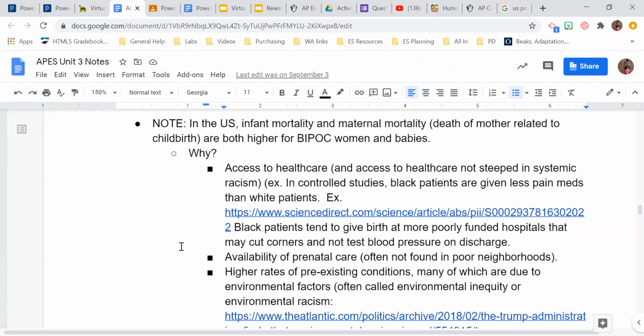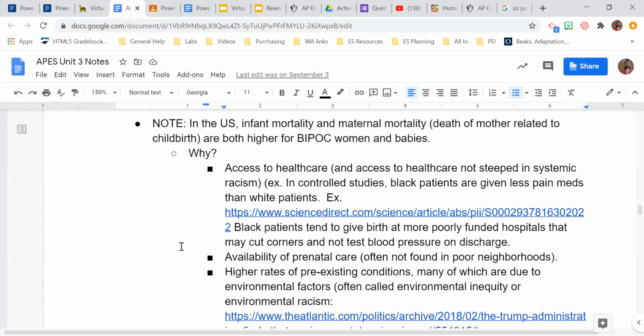Now, I want to focus on the US for a minute, because we have some weird stuff going on with infant and maternal mortality here right now. In the US, infant and maternal mortality, which maternal is death of the mother that is related to childbirth or pregnancy, both of those things are higher for BIPOC individuals, so BIPOC women and babies, the Black, Indigenous, and people of color. And there's a couple of different things causing this.